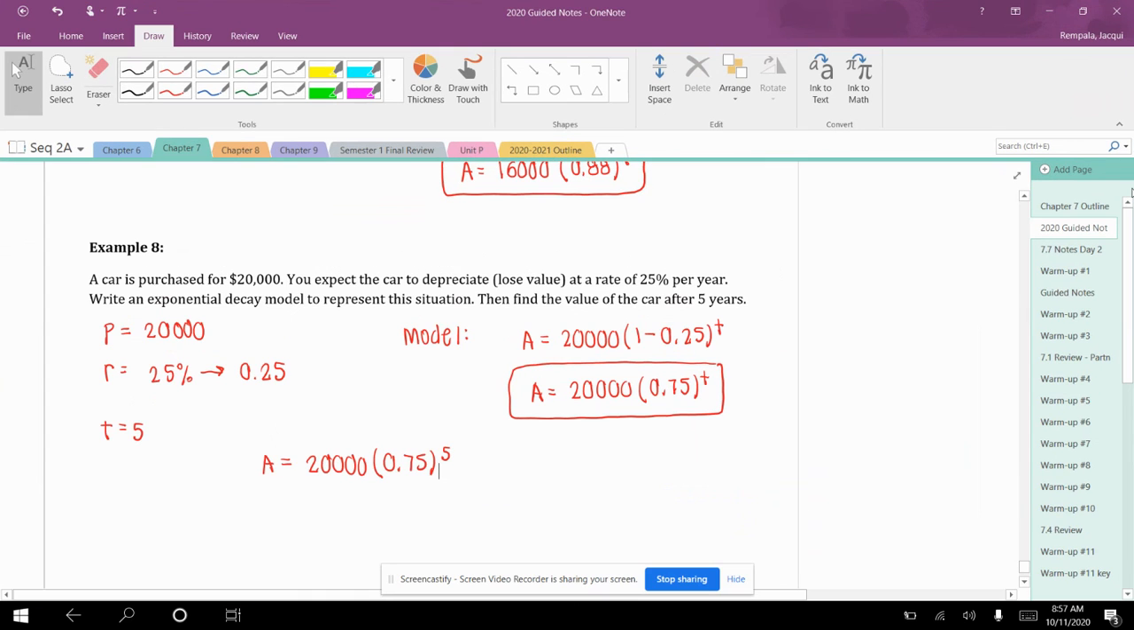So that means that our final answer, and notice that our answer should be something smaller than what we started with, and this is definitely smaller, is $4,746.09. So just after 5 years, you lose a lot of money on that car.